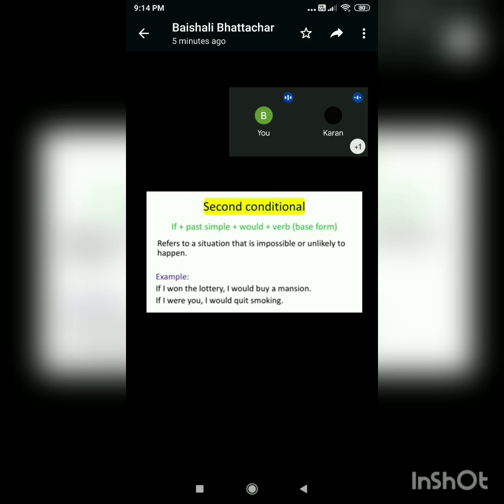What are the second conditional sentences? Conditional sentences are always based on imagination. Next example, if I were you, I would quit smoking.